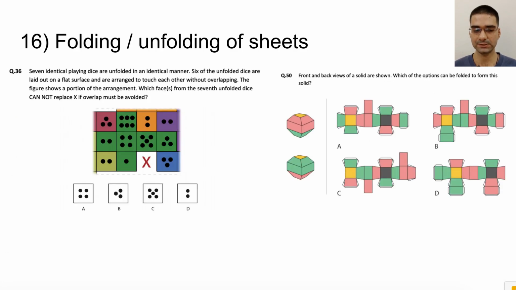Which brings us to the last topic, which is very important: folding and unfolding of sheets. The sheets could be of anything, but these folding and unfolding concepts are to be clear. Knowing all these 16 topics and studying them thoroughly, you will be able to answer and clear almost all of the questions that you will face in both the UCEED as well as CEED paper.